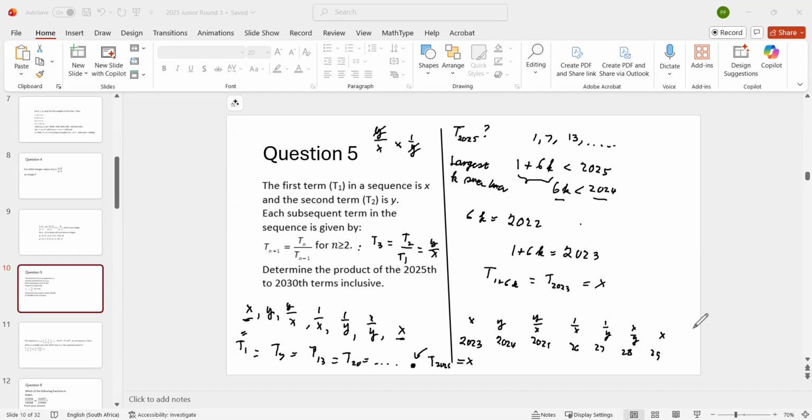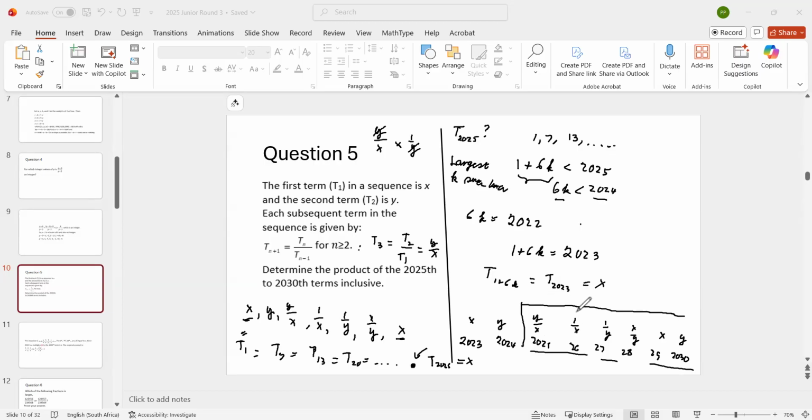So the one after x is y. And this is the 2030th term. So we've got the whole 6 terms from the 2025th, right? From here onwards. Those are the 6 terms, 25, 26, 27, 28, 29, 30. And we want to know what the product of all these are.